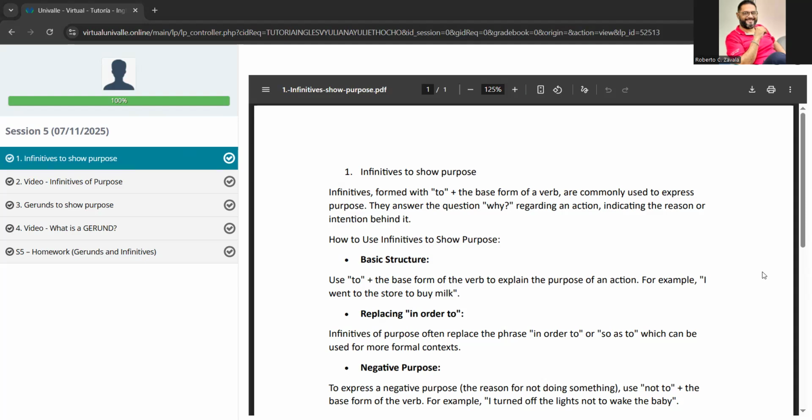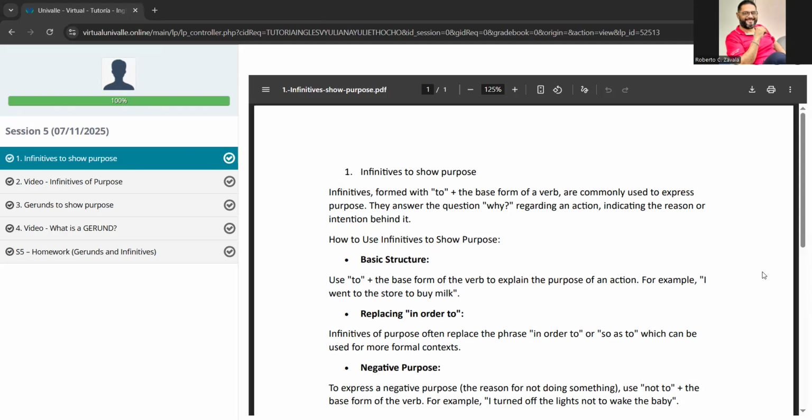Today we have very interesting topics that show purpose, the why we do things. For example, I work in order to support my family. I just used an example of an infinitive to show purpose.